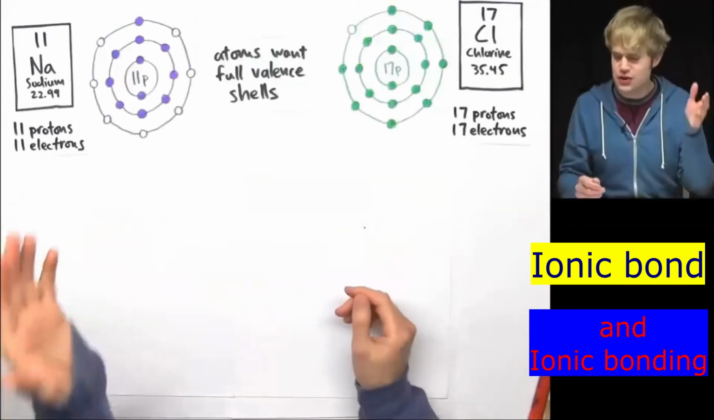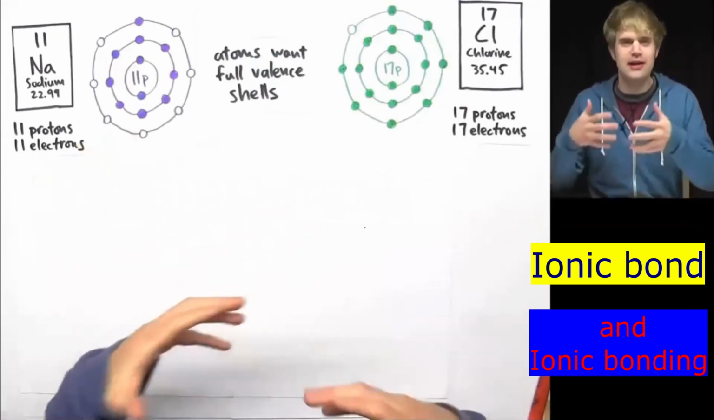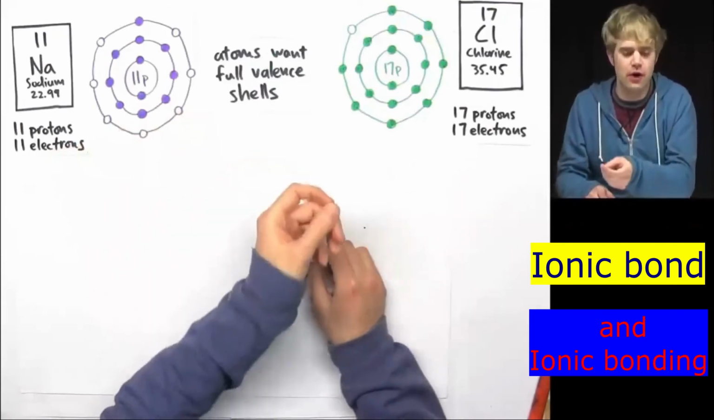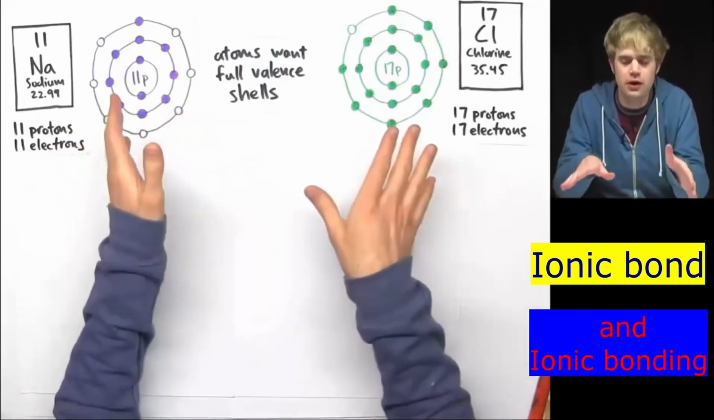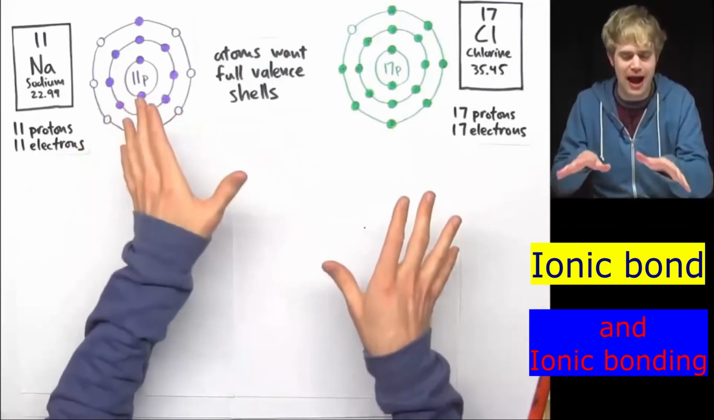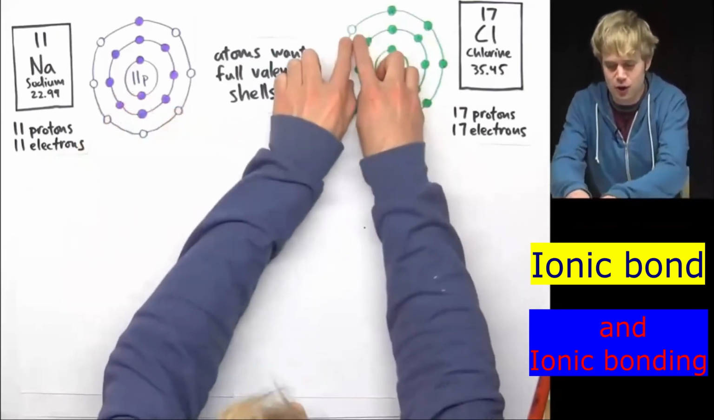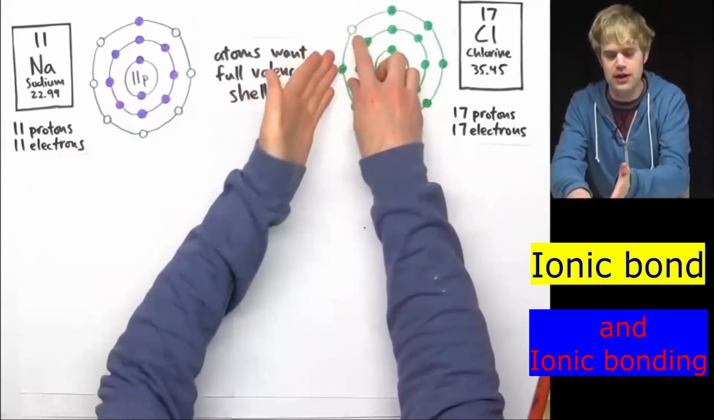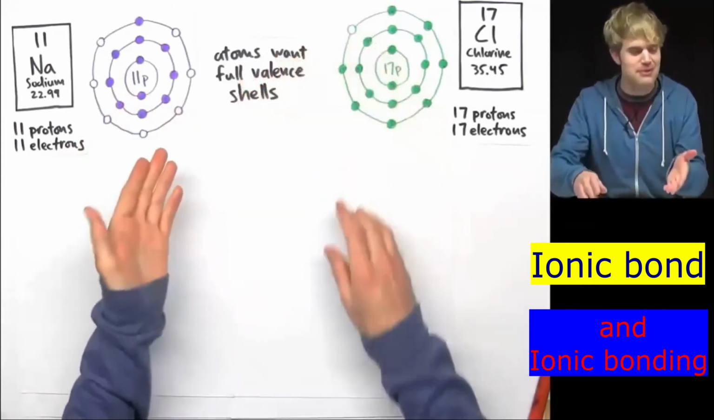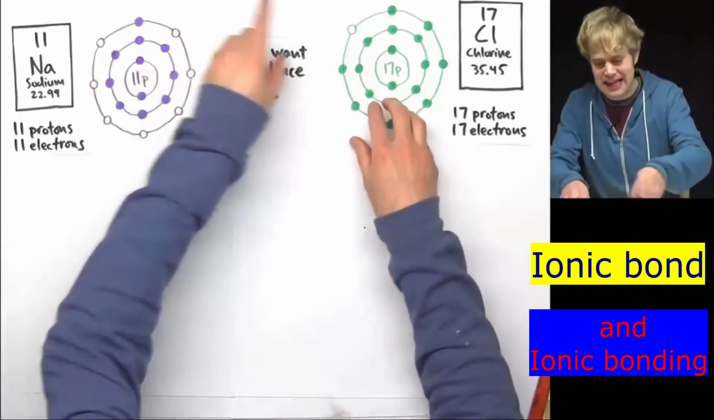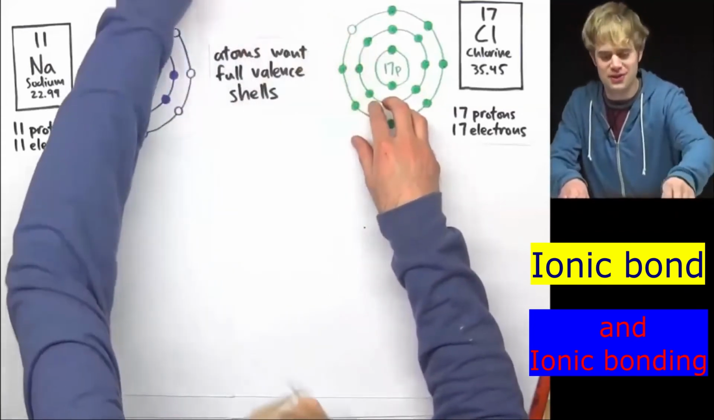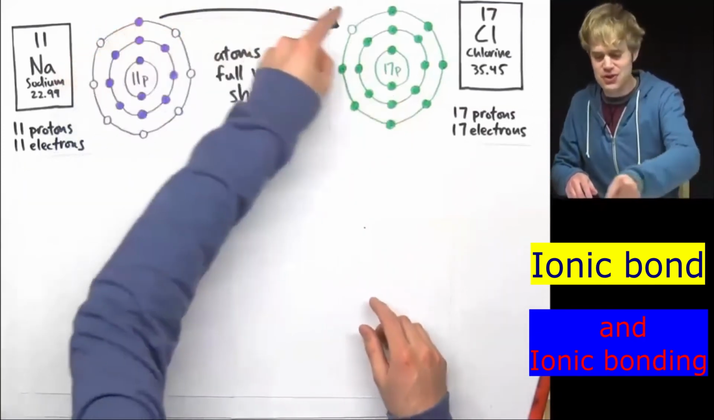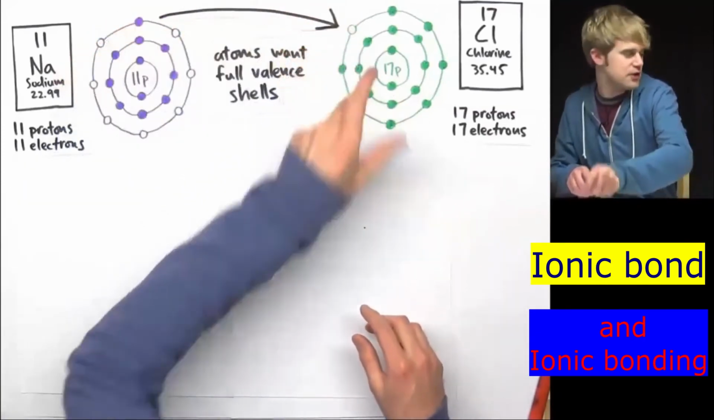Okay, so how are sodium and chlorine going to get happy? How are they going to fix their situation? How are they going to try to fill their valence shells? Well, take a look at this. They can help each other out, okay? Chlorine has one spot left before it's able to fill its valence shell. And so what happens is sodium can give chlorine one of its electrons, okay? So this electron moves from sodium to chlorine to fill this spot.